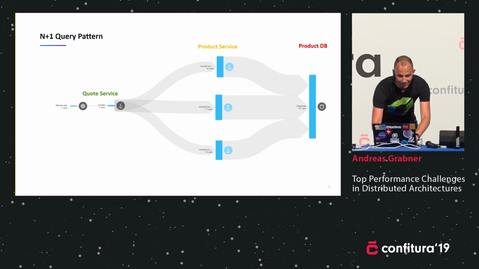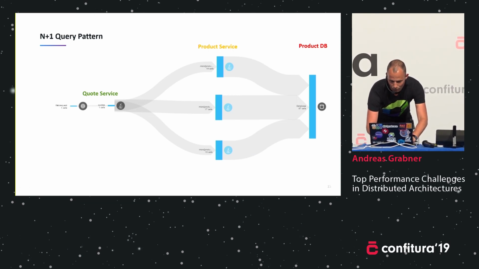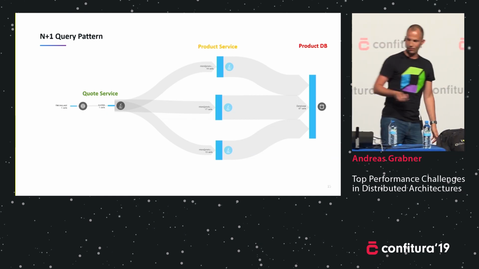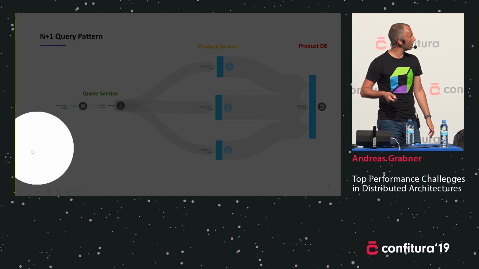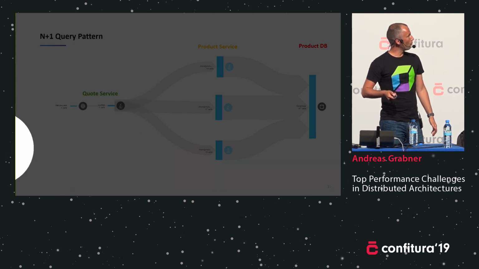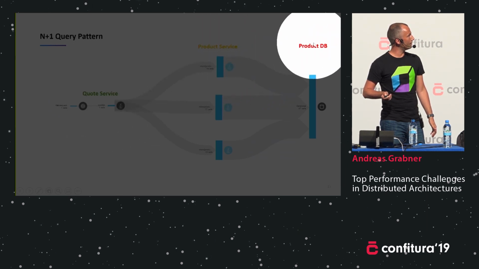What else do we have? The next thing is the same example as before, the query service. We saw the product service earlier, and now we focus on the database in the back.